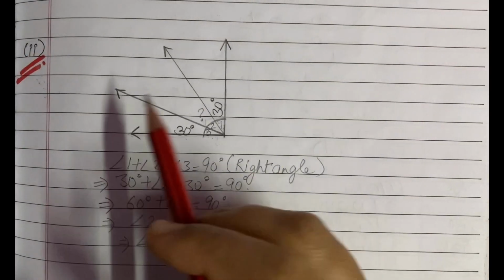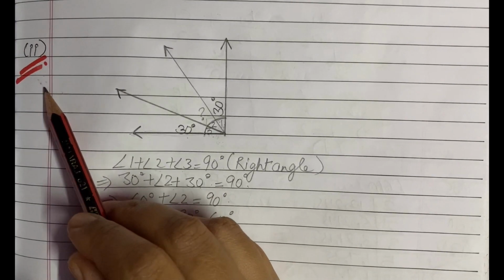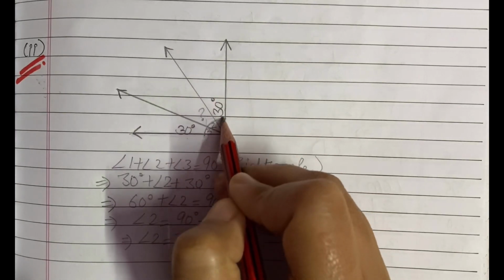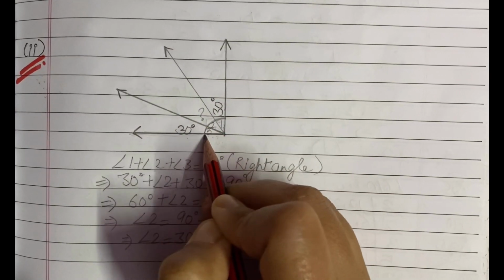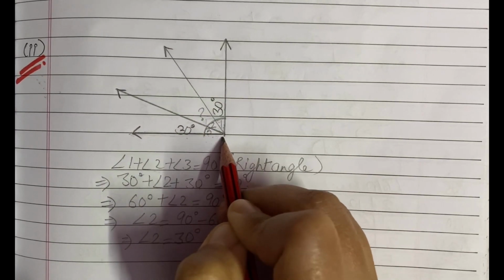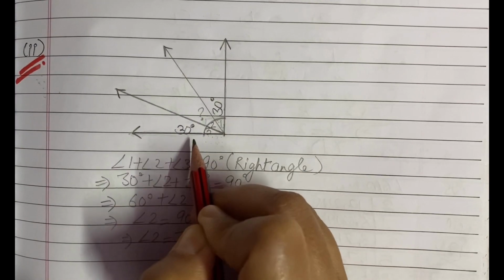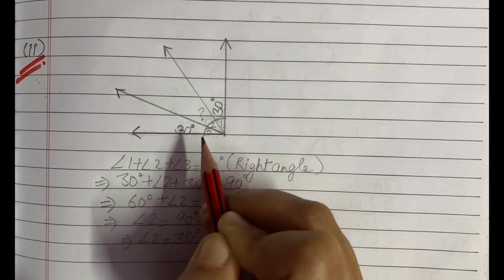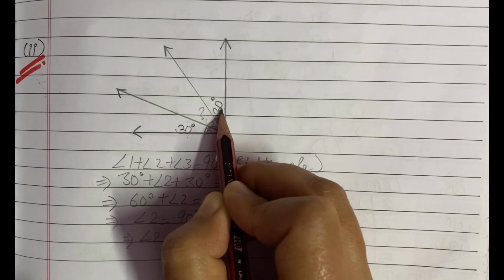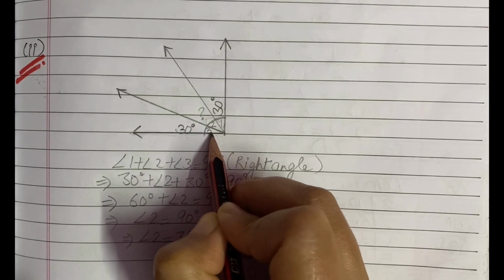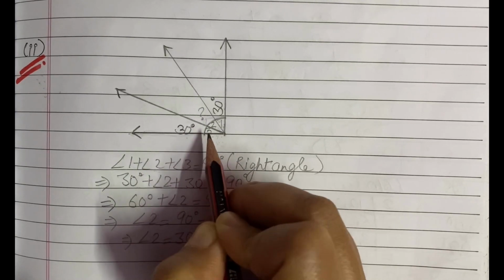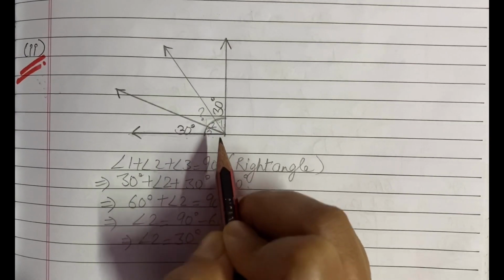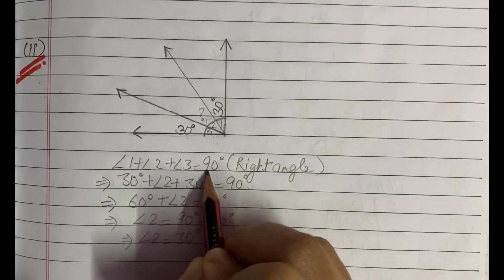Next is the second part, and in the second part one diagram is shown to you. In this diagram, if you see, this whole angle is a right angle. That means the measure of this whole angle is 90 degrees, and this whole angle is divided into three angles, that is angle 1 is 30 degrees, angle 2 is question mark, and angle 3 is 30 degrees. And we have to find out the value of angle 2. So students, this means angle 1 plus angle 2 plus angle 3 is equal to 90 degrees.